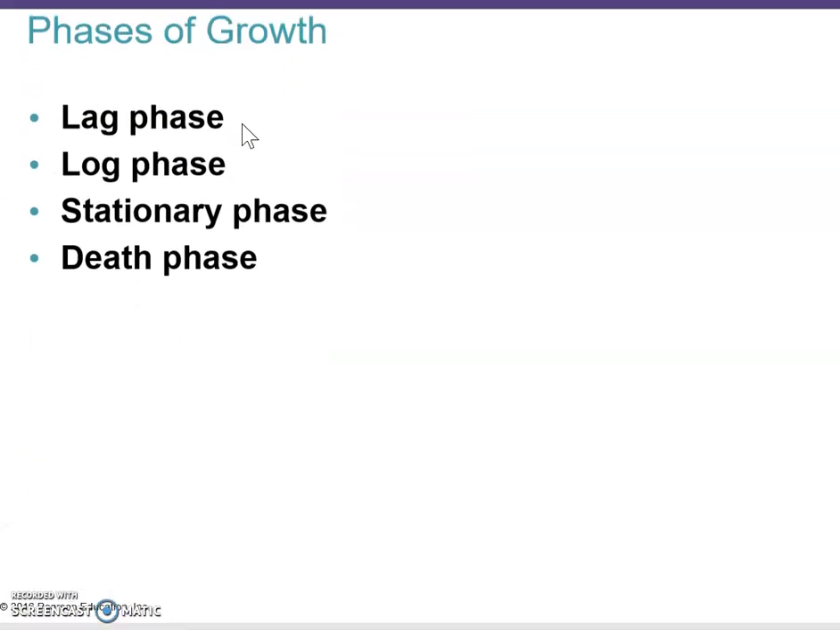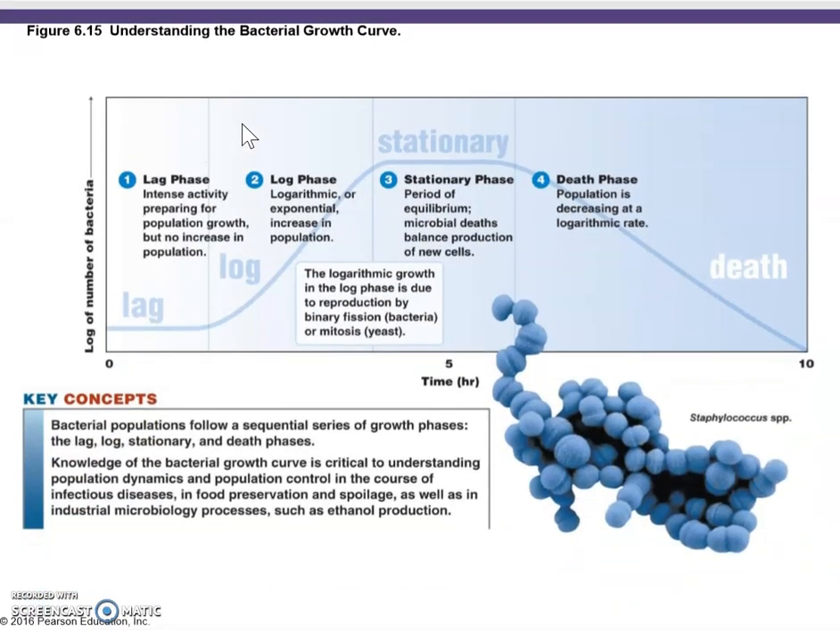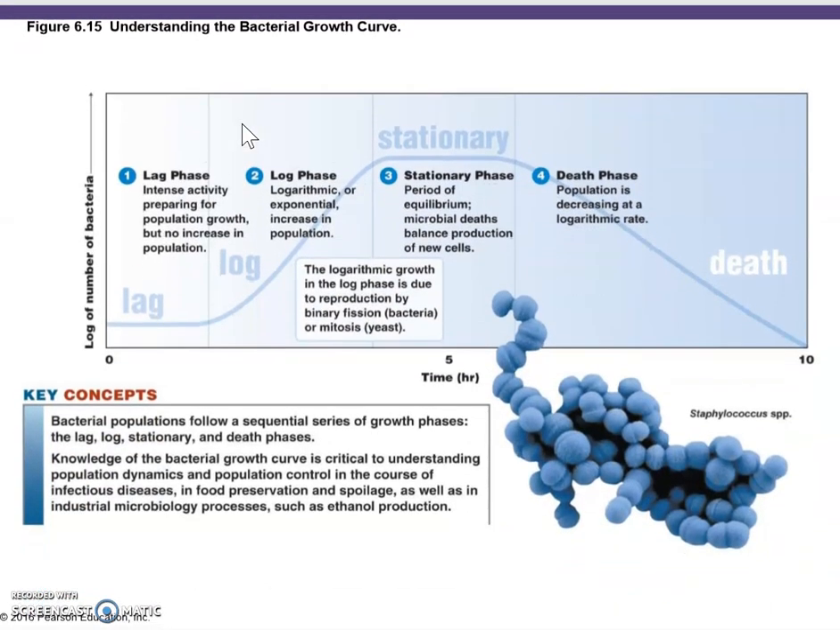And then the stationary phase is when the culture starts running out of space and food, and that's followed by a death phase where you have more cells dying than new ones being manufactured. So here are the typical stages shown, starting out with lag phase, then log phase, then stationary, and then death phase. So always going through those 4 stages. Please make sure that you know these.